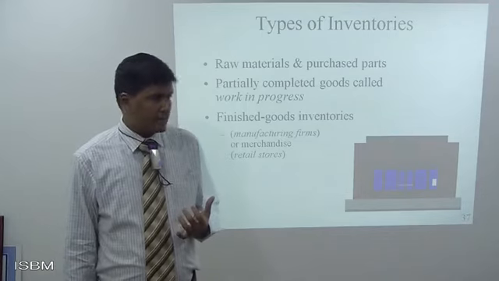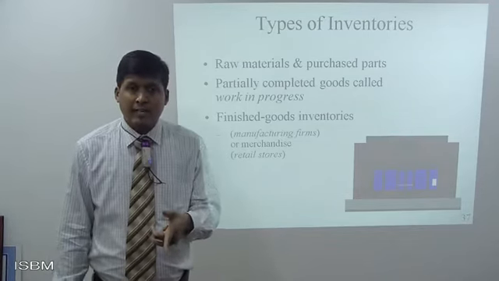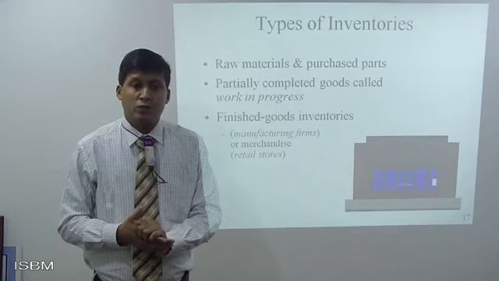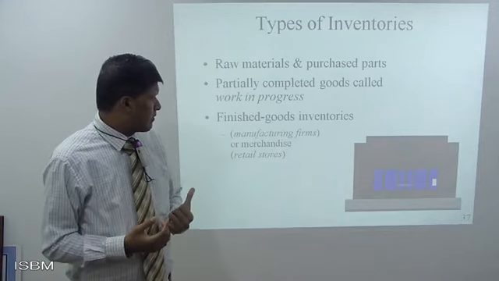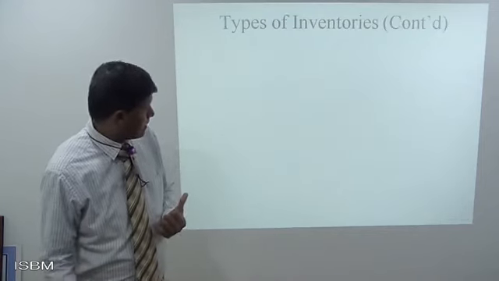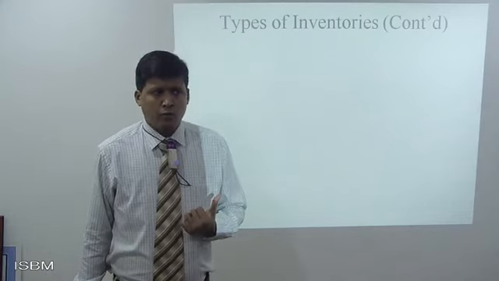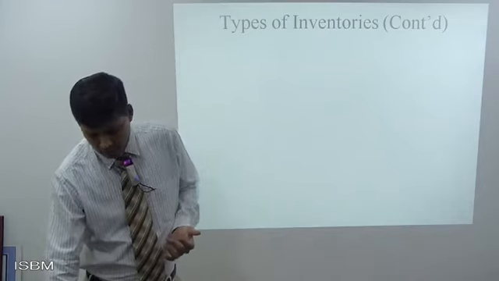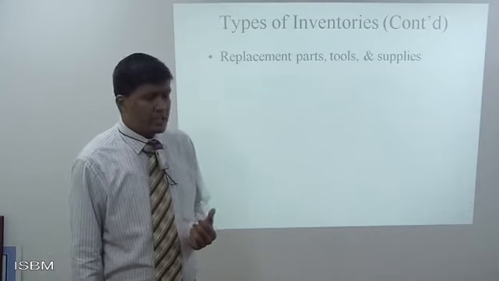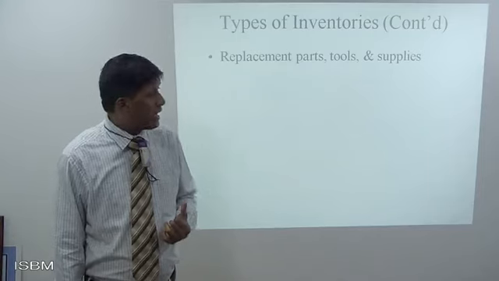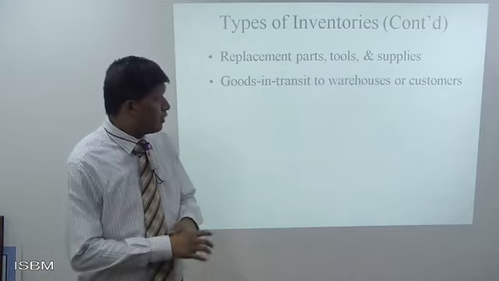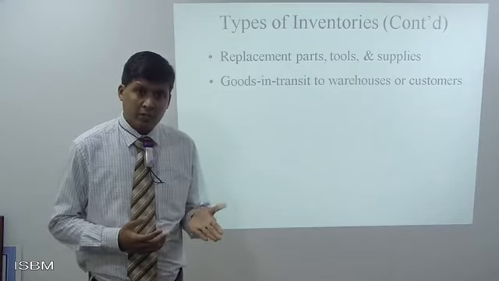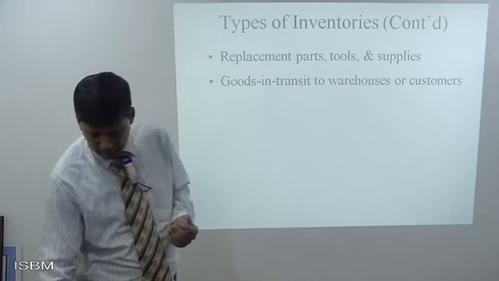Finished good inventories. In our example of cake, it's about how many end cakes are available to display to the retailer, which you could sell. So that is manufacturing for merchandise, retail stores. Types of inventory. We'll also want to figure out what are the different types of inventory that exist. That means replacement parts, tools and supplies. Goods in transit to warehouses or customers. They could be differential that way as well.